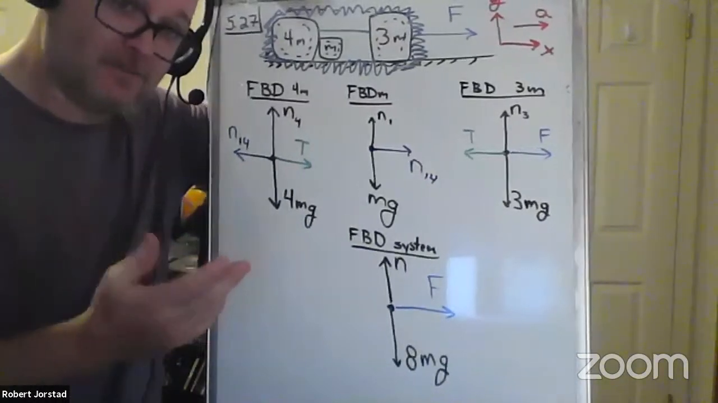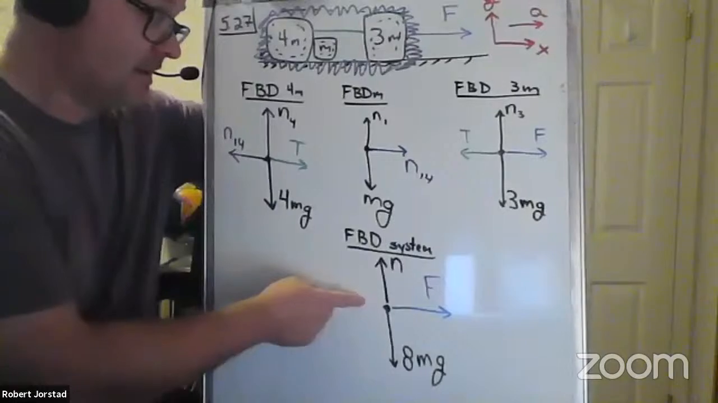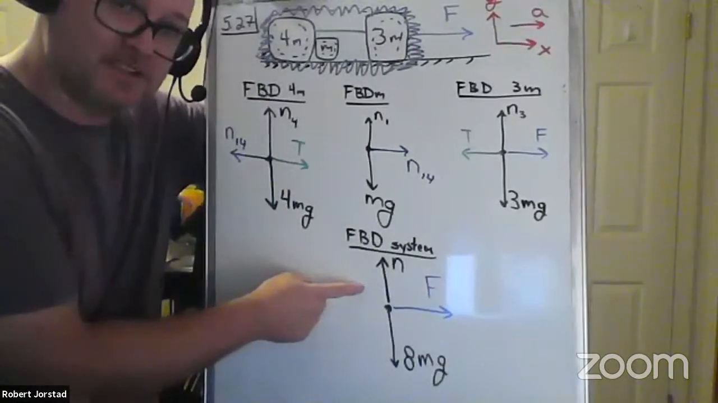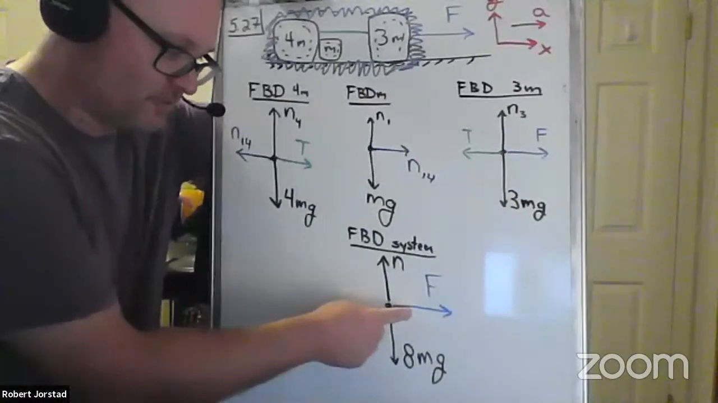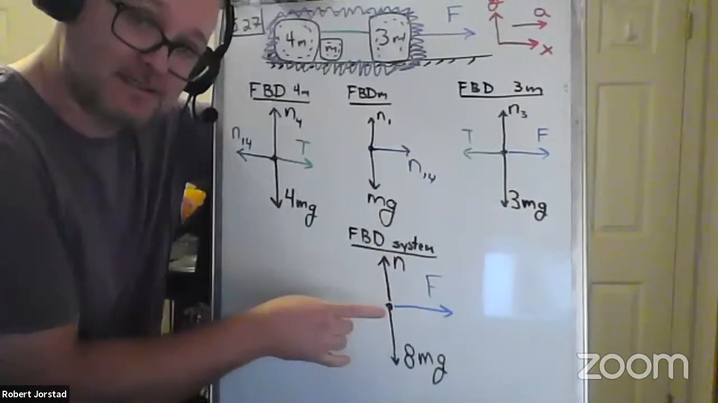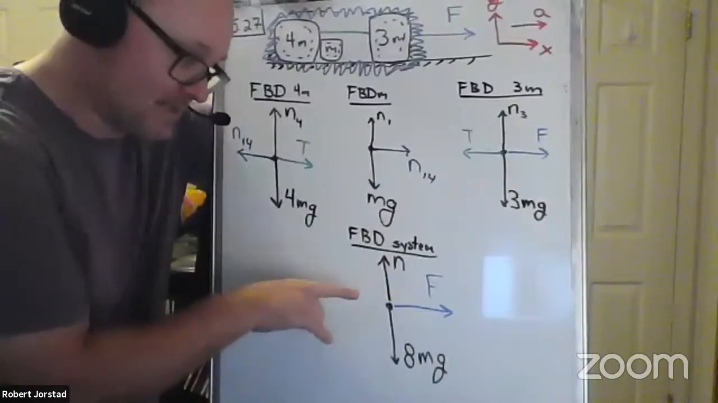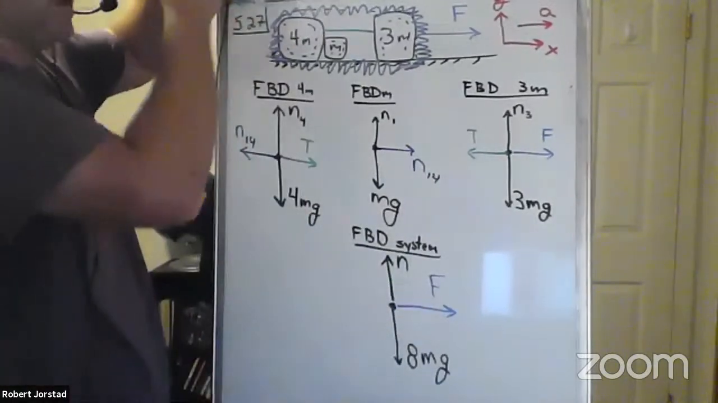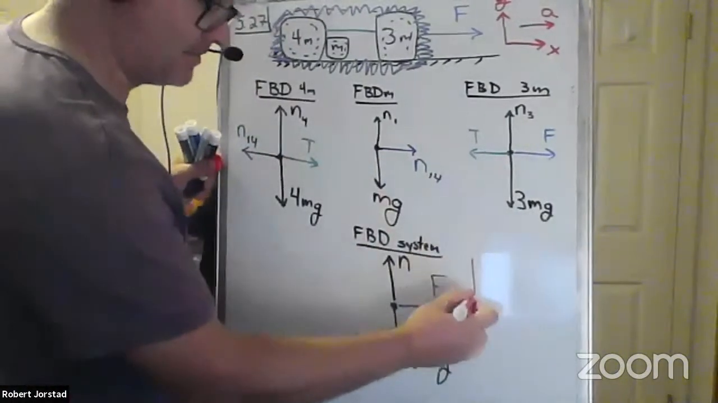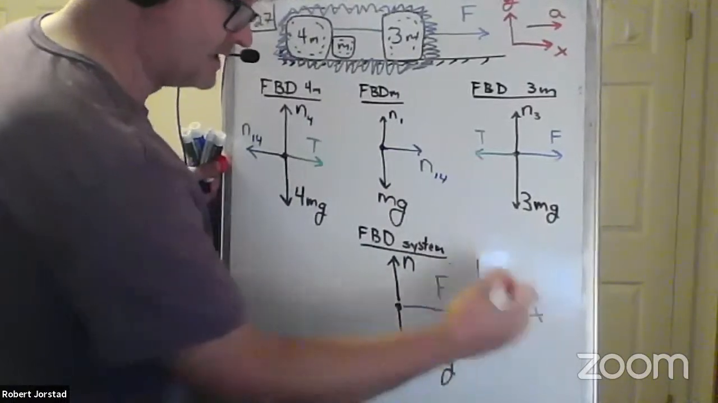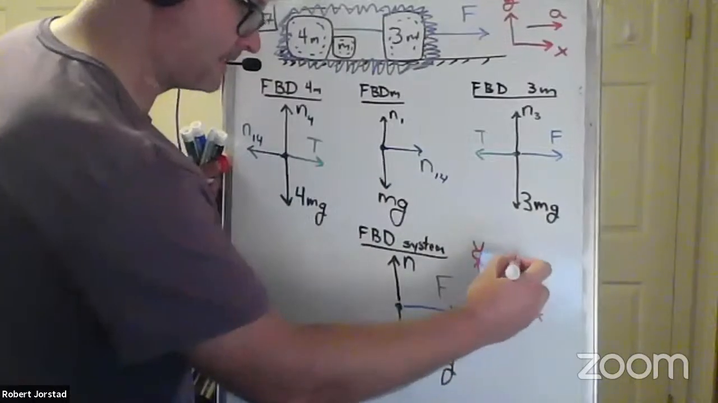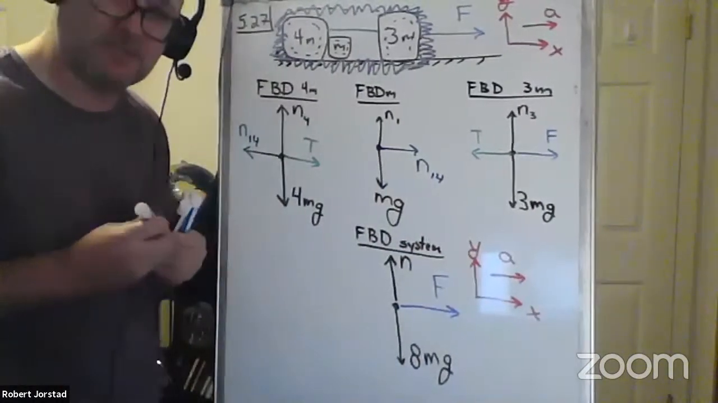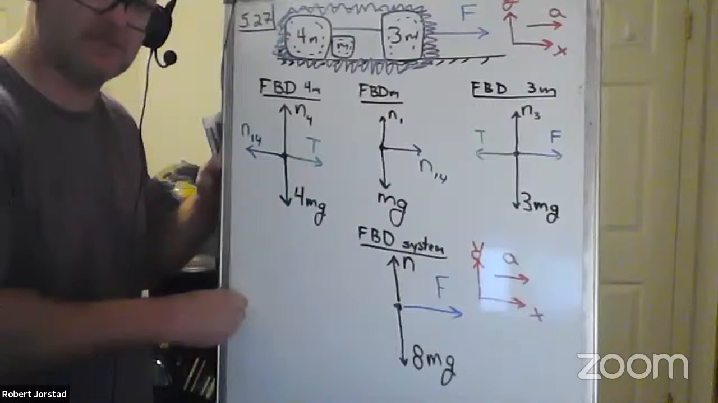Now we're done. And here, the System Fbd helps us understand this acceleration issue. There's a force to the right that is unbalanced. There's a net force in the i-hat direction. We can tell immediately the system must accelerate to the right. So this is called a System Fbd. It is very useful if you can use it.